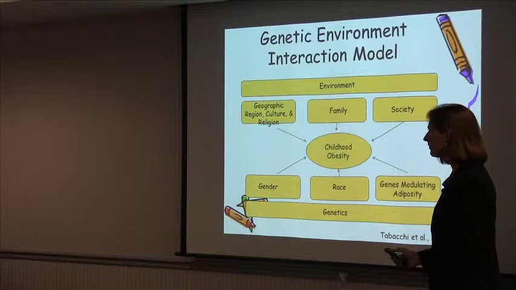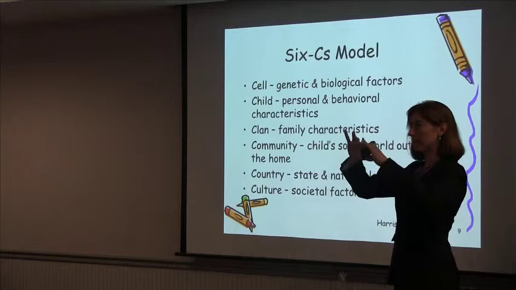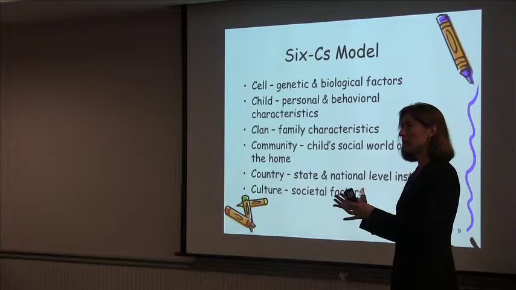The model that has perhaps the greatest support currently is known as the Six C's model by Harrison. And once again, this is one of those concentric circle models, but if I put it up here, it's really complex and your eyes would probably glaze over, or you'd be really struggling to read it because it would be so small to get the whole model.